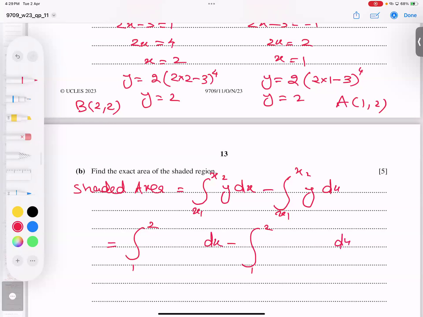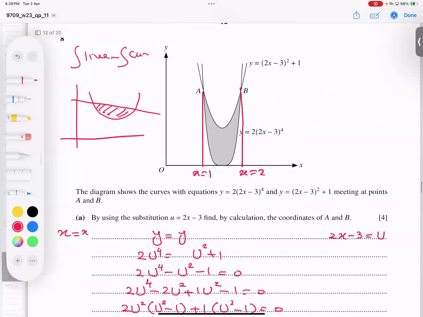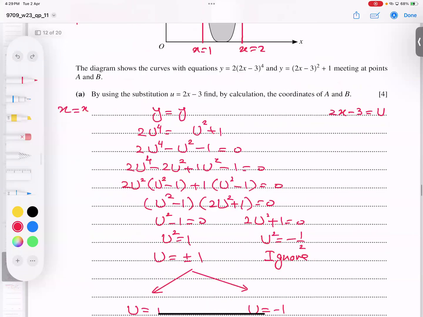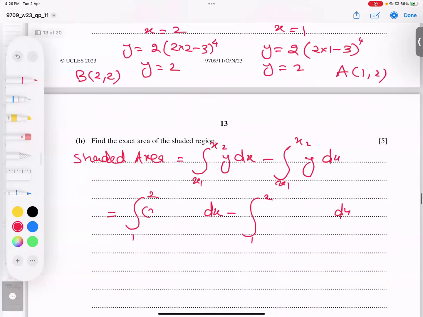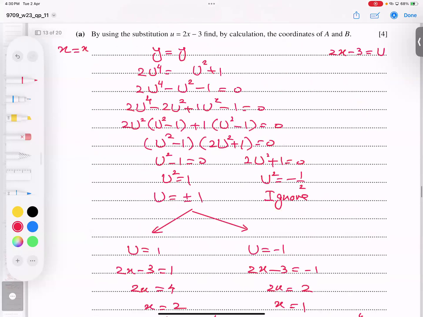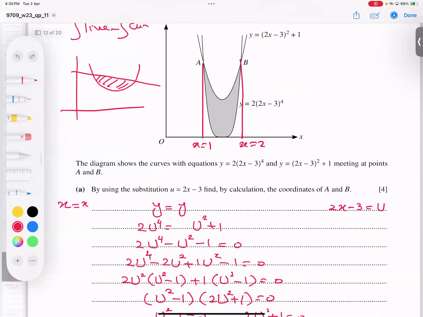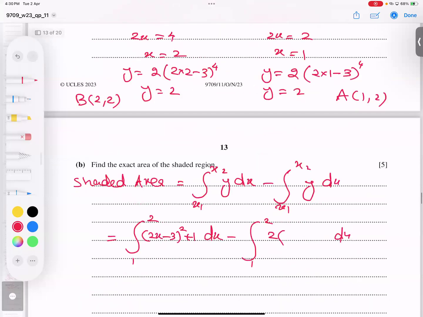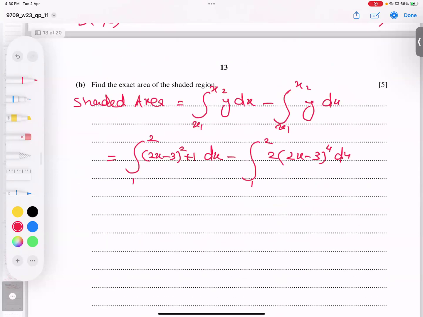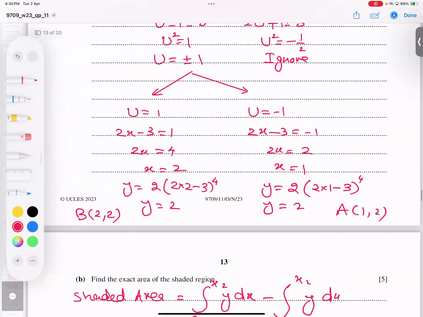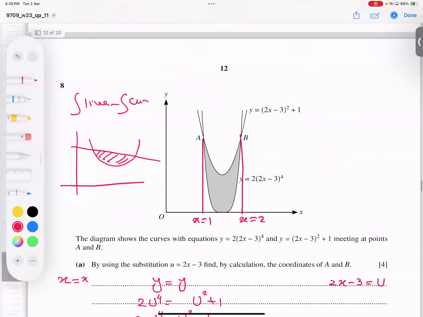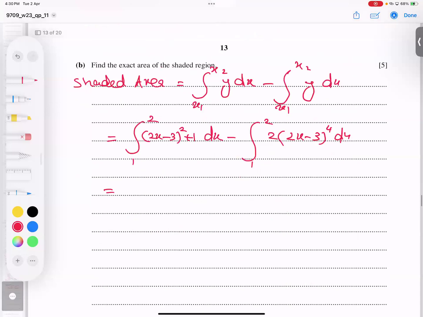So let's plug in the upper limit first. Upper curve limit is this: 2x minus 3 whole square plus 1. And the second, the lower curve, is 2 outside, and 2 times (2x minus 3) to the power 4. Be careful while writing on the next page. Sometimes in writing the next page, we make mistakes. Let me recheck whether I copied it correctly or wrong. I think this is all okay. Yes, okay.